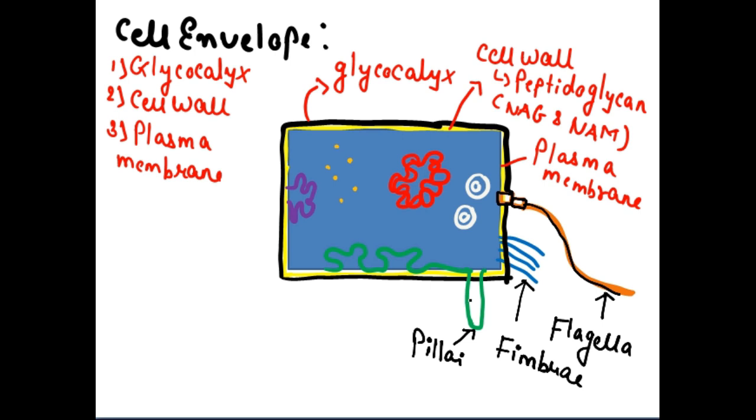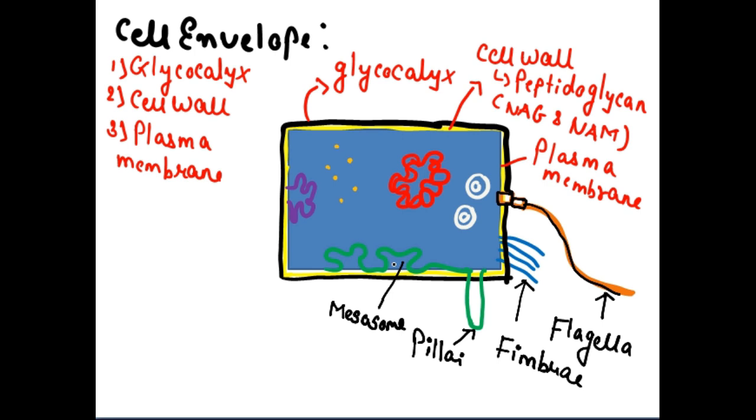Now this infolding structure is called mesosome. This mesosome has three different infoldings: vesicles, second tubular, and the lamellar-like structure. They also possess the respiratory enzymes within them.